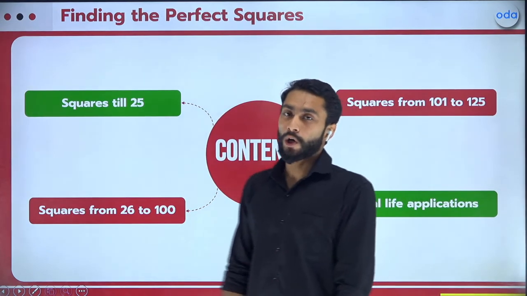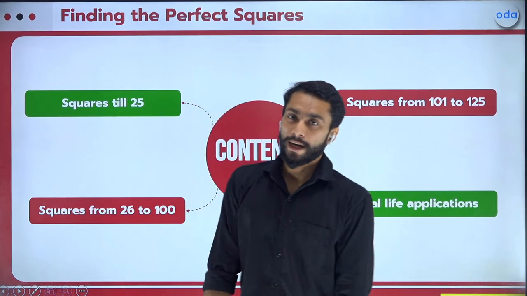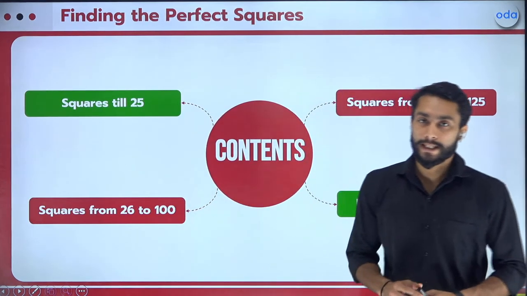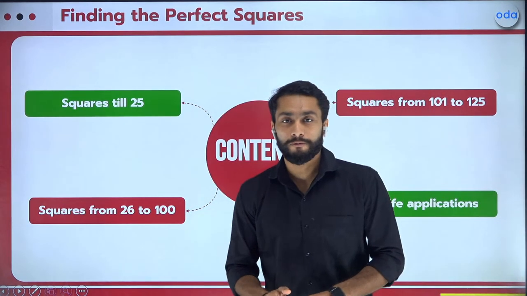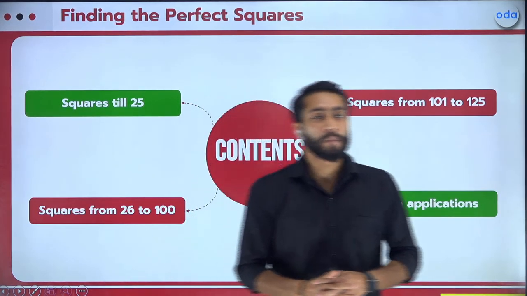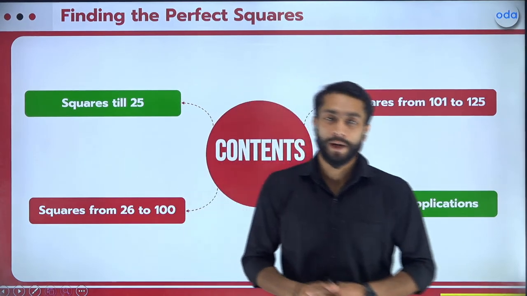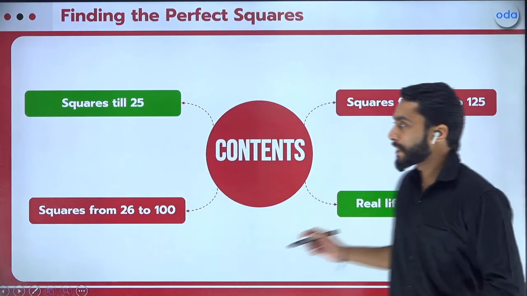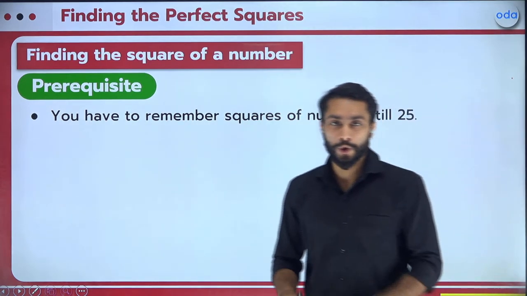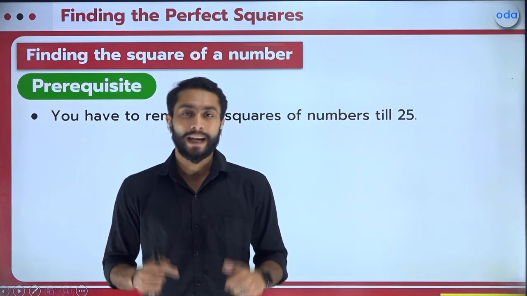We are going to talk about how to find perfect squares just like that. We will be doing this in two parts. We will learn how to find perfect squares from 26 to 99, and then we will talk about how to find perfect squares from 101 to 125. Before this, the prerequisite is very basic. You should know the perfect squares till 25.